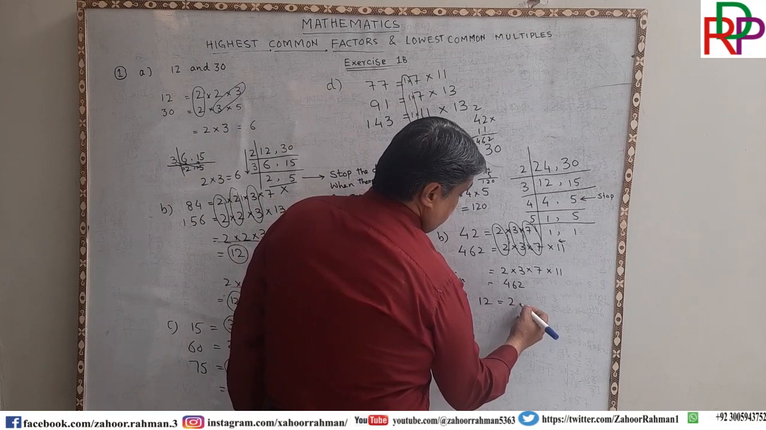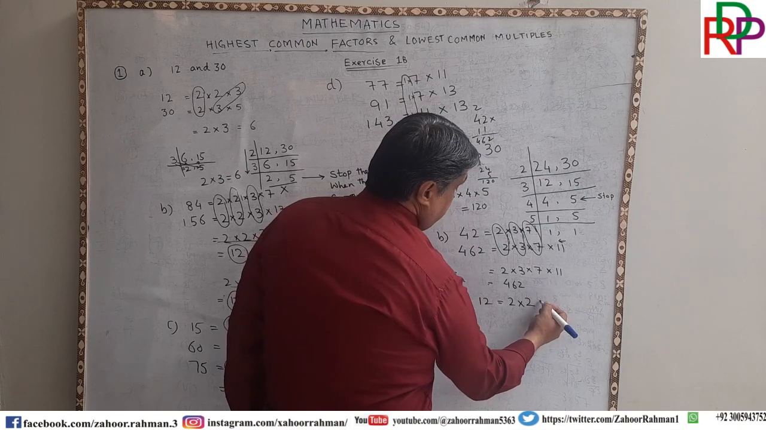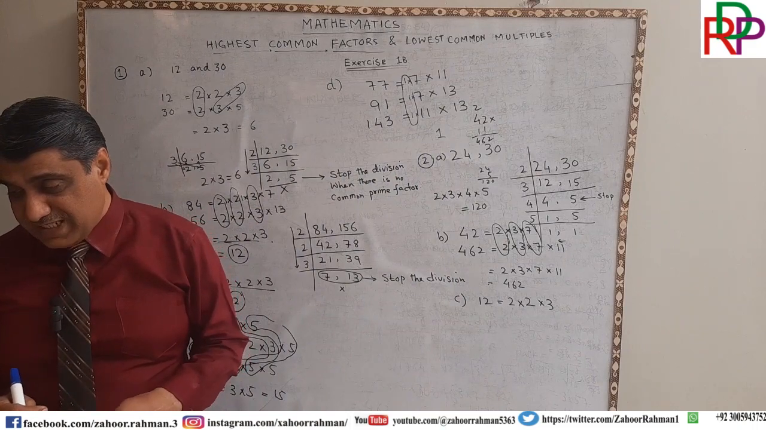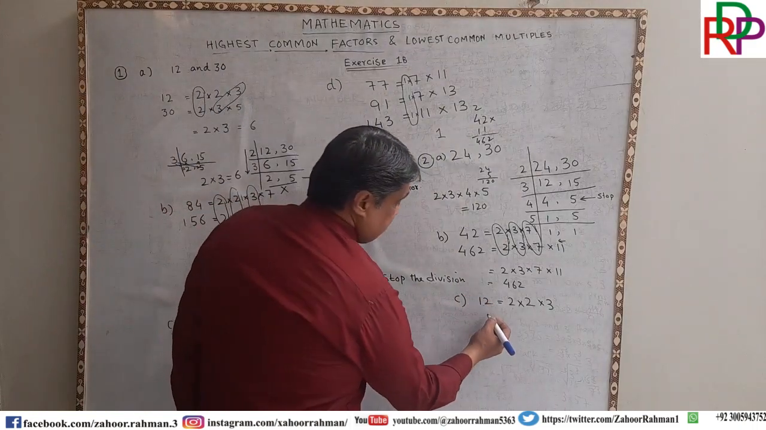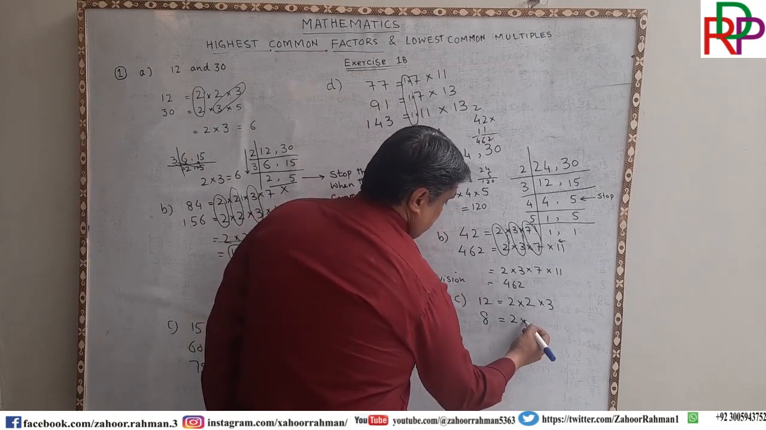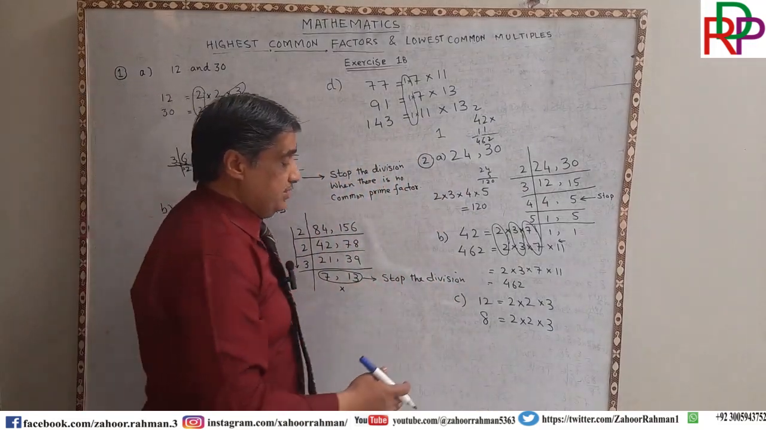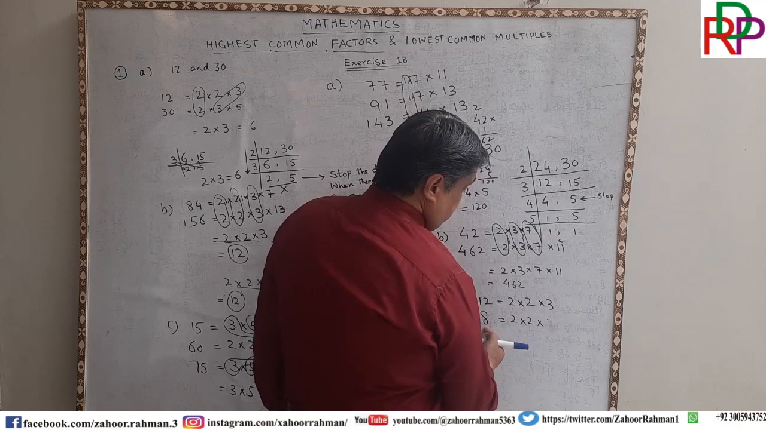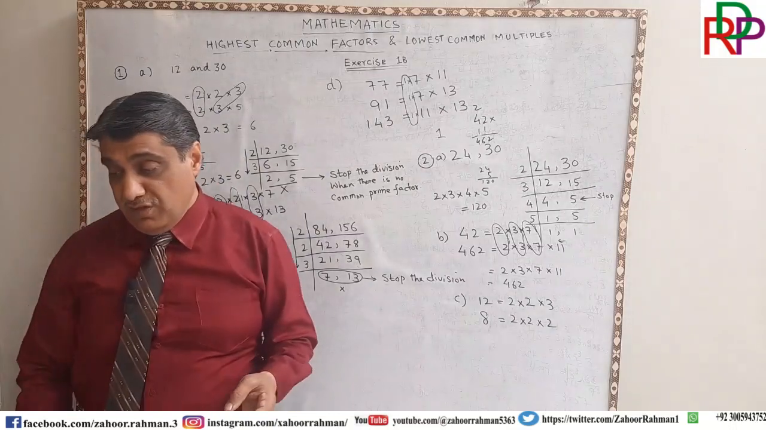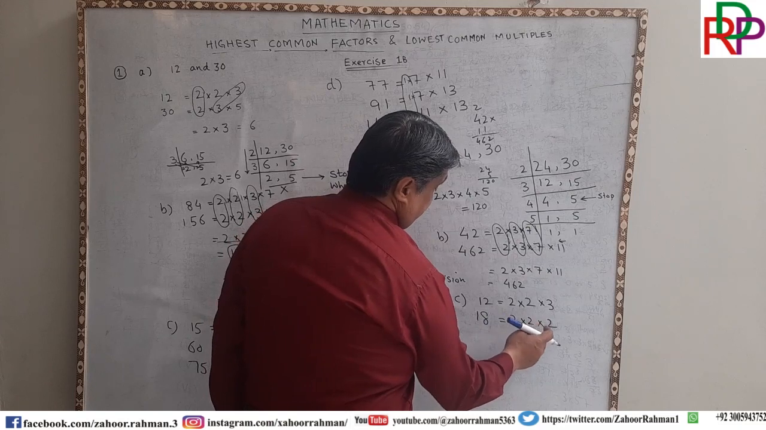Now we will do part number C, and the first one is 12, and 12's factors are 2 multiplied by 2 multiplied by 3, and the second one in your book is given as 18. So 18 is equal to 2 into 3 into 3. Sorry, it is 18, not 8.